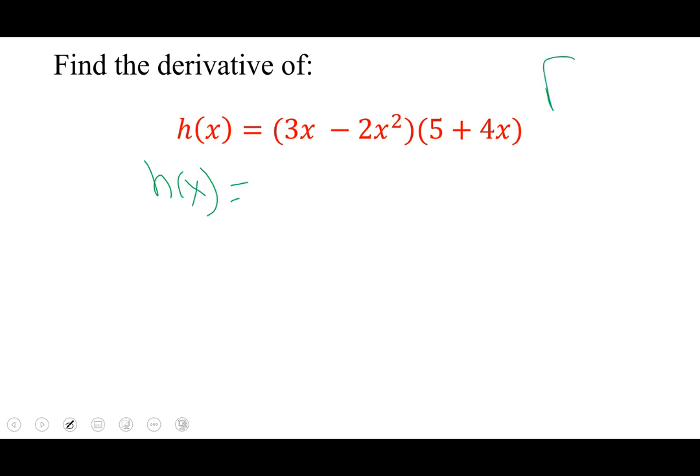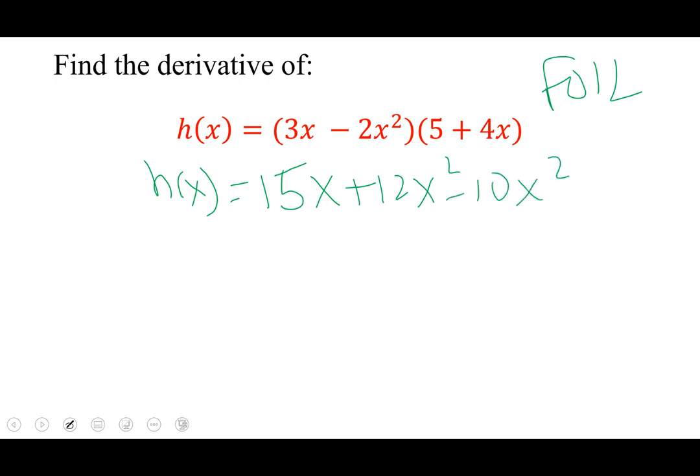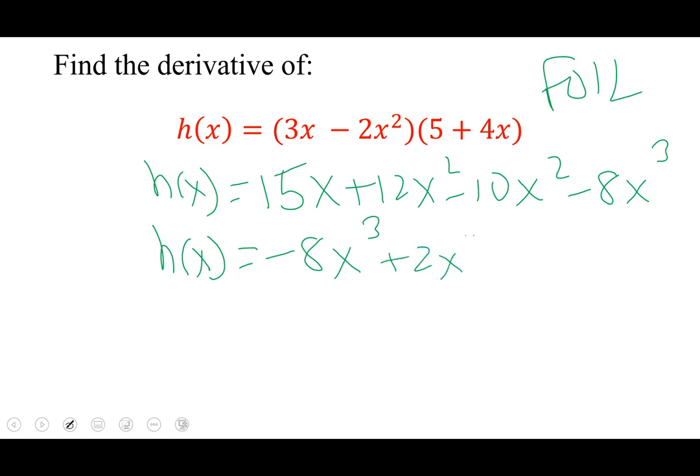So you're going to go ahead and use the magic word, which of course would be to FOIL. So if you multiply your first, you get 15x, your outers, 12x squared, your inners, negative 10x squared, and finally your last would be negative 8x cubed. Let's go ahead and combine like terms and write it in standard form. So negative 8x cubed would be first, plus 2x squared, and then plus 15x.